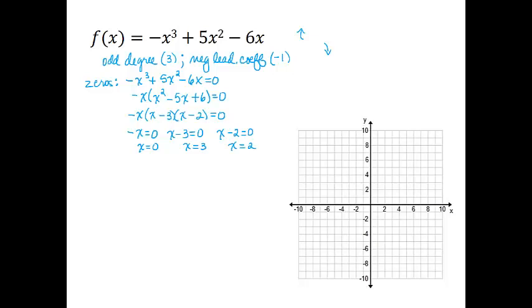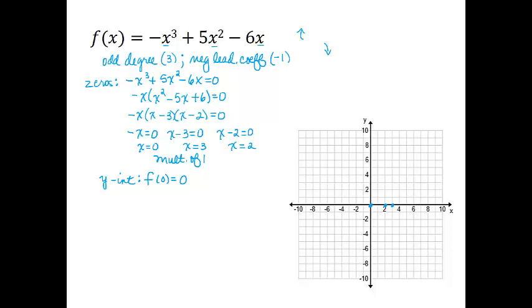So the zeros are at (0, 0), (3, 0), and (2, 0). Notice that each of these has a multiplicity of 1, so the graph will cross the x-axis at each of those points. The y-intercept, if we plug in 0 and find f of 0, we're just going to get 0, right? Replacing each of these x's with 0 leaves nothing but 0.